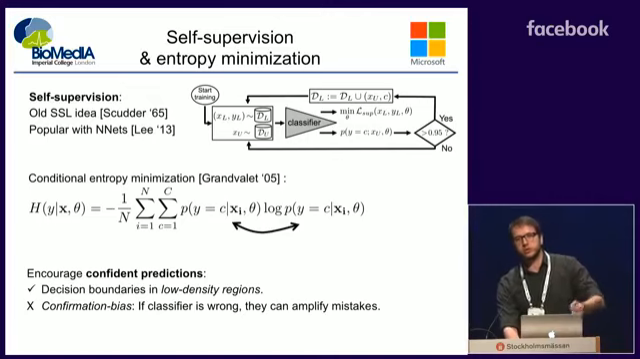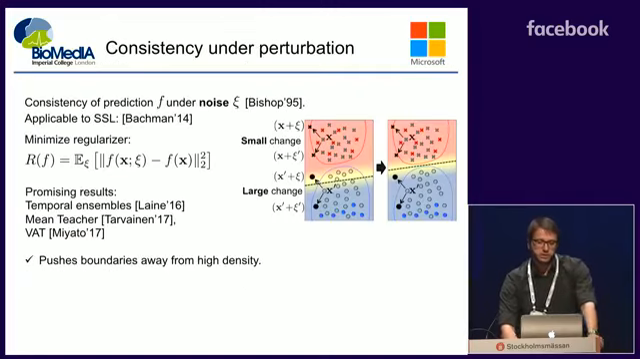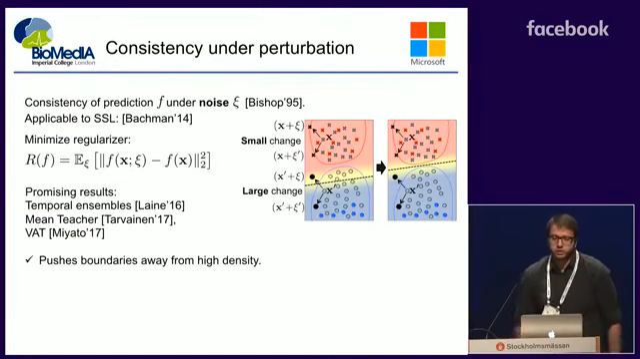But they induce the so-called confirmation bias, which basically means if your classifier is making a mistake, you're encouraging it to be a confident mistake, and so it is amplified, which our method is going to try to avoid.